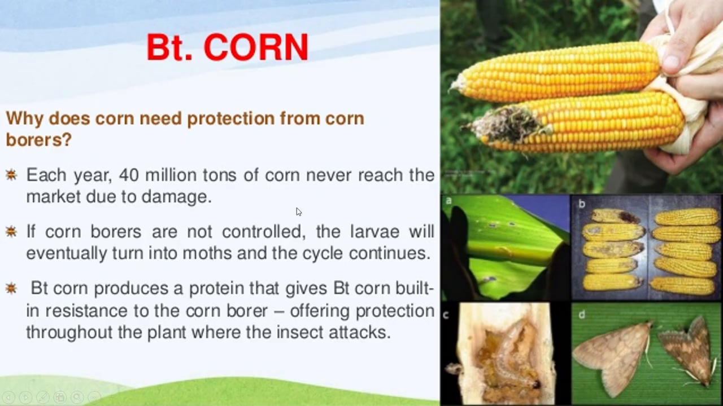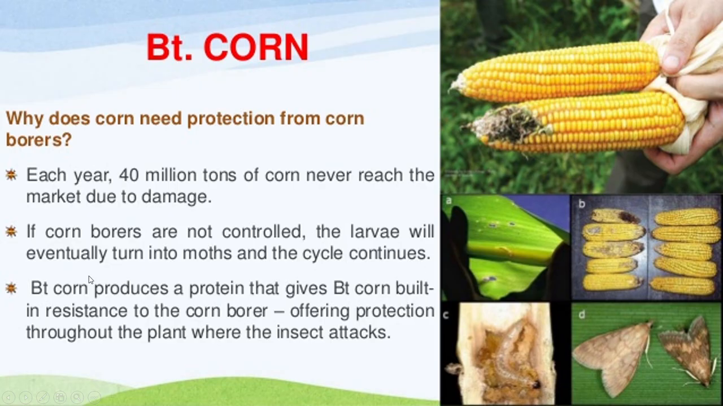Similarly, you can see BT corn has been developed. This corn plant expresses BT toxin genes. Basically this BT corn protects plants from the corn borer. Before this, BT corn was developed. 40 million tons of corn never reaches the market due to damage by the corn borers. If corn borers are not controlled, the larvae will eventually turn into moths and the cycle continues, and they will keep on damaging the crop.